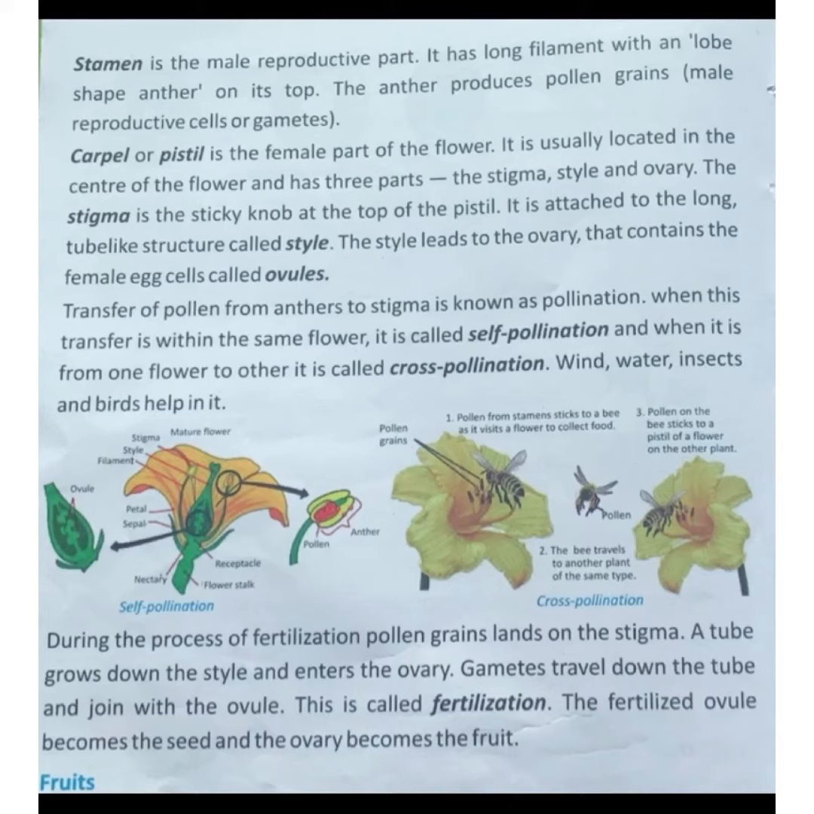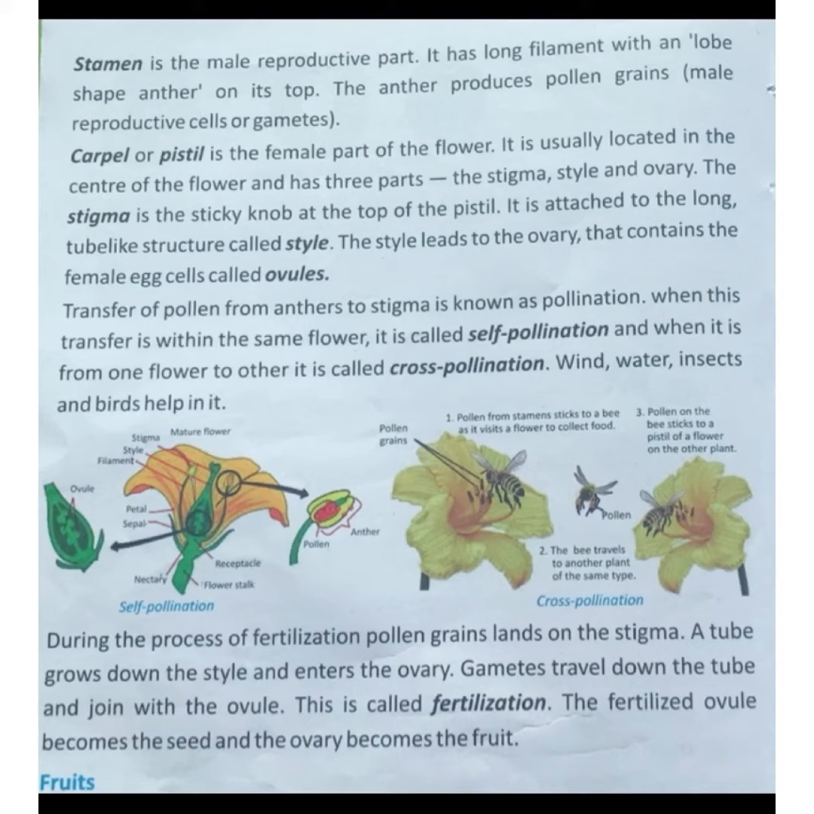The stigma is the sticky knob at the top of the pistil. It is attached to the long tube-like structure called style. The style leads to the ovary that contains the female egg cells called ovules. Transfer of pollen from anthers to stigma is known as pollination.